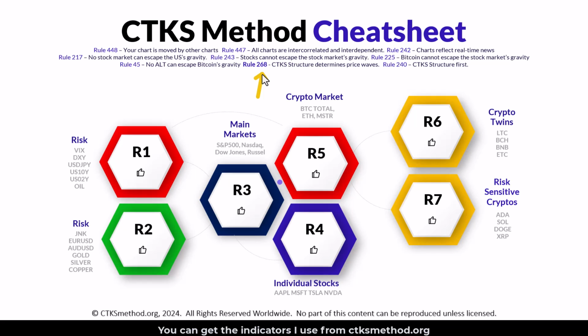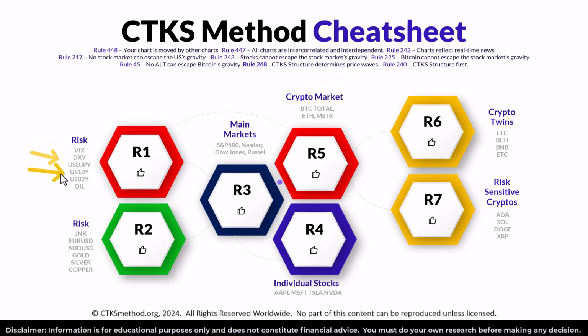Rule 268 is a really big one. CTKS structure determines price waves. Underneath every single one of these charts is structure, structural resistance and structural support. When the DXY comes into structural resistance, it tends to back off because it's structural resistance.